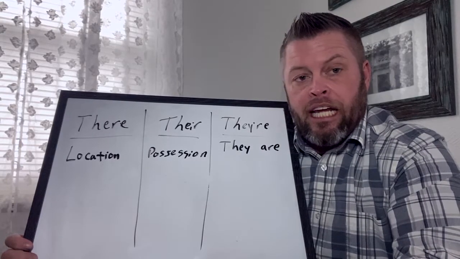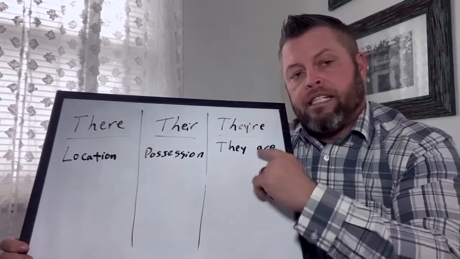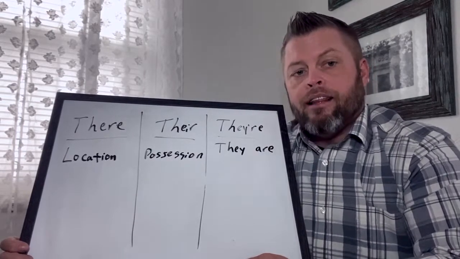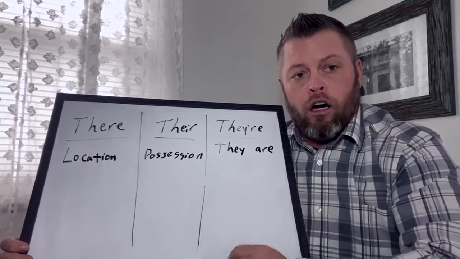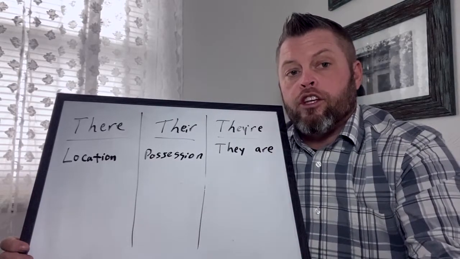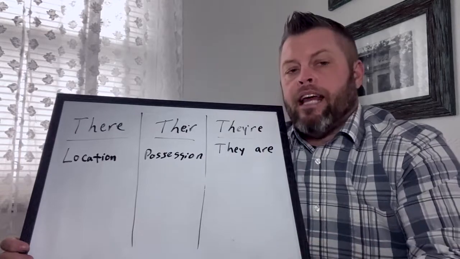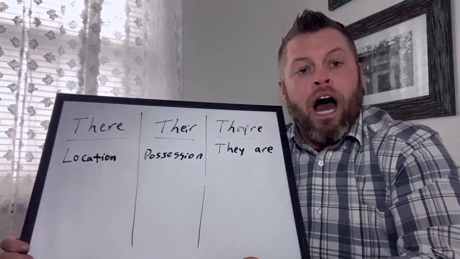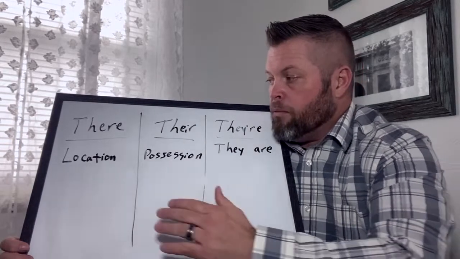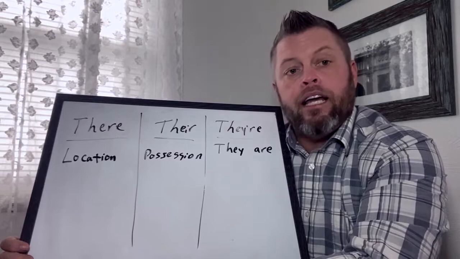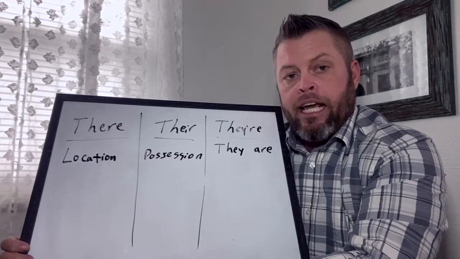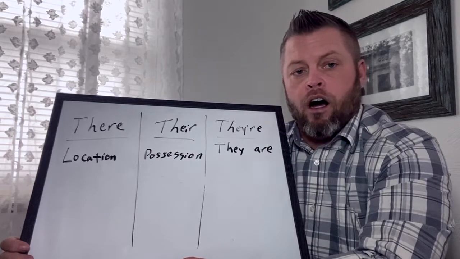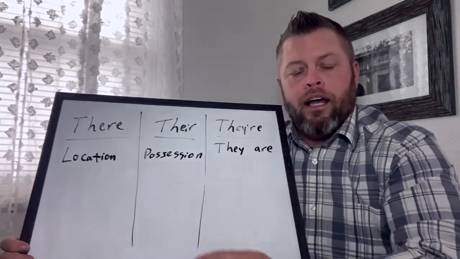That would be T-H-E-I-R. And T-H-E-Y apostrophe R-E is a contraction, a shortened version of they are. So if you could say they are going to the store, then the one you'd want to use in that situation would be T-H-E-Y apostrophe R-E. So remember, T-H-E-R-E is location, T-H-E-I-R is possession, and T-H-E-Y apostrophe R-E is they are as a contraction.